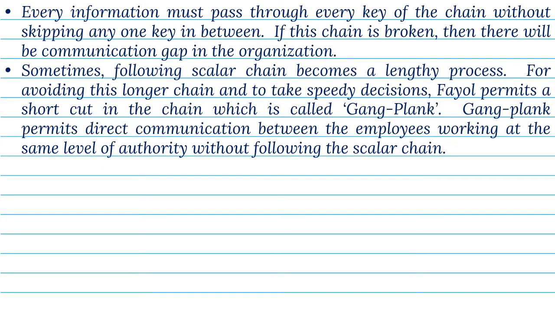Sometimes, following scalar chain becomes a lengthy process. For avoiding this longer chain and to take speedy decisions, Fayol permits a shortcut in the chain, which is called gangplank. Gangplank permits direct communication between the employees, working at the same level of authority, without following the scalar chain.